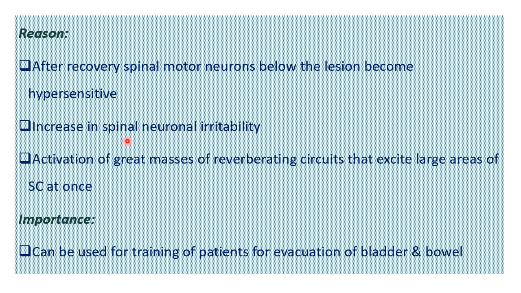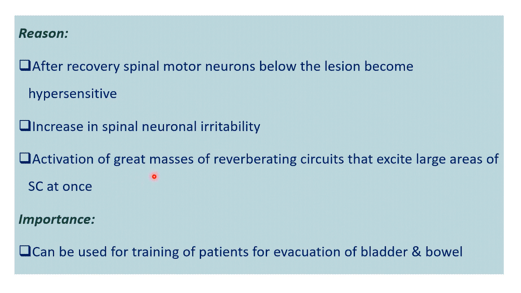Another reason is the activation of great masses of reverberating circuits that excite large areas of the spinal cord at once. Moreover, the spinal neurons are hypersensitive, and there is spinal irritability along with these reverberating circuits. Larger masses of neurons in the spinal cord are stimulated simultaneously, and this is similar to the mechanism of epileptic seizures, which also involve reverberating circuits, but occur in the brain instead of the spinal cord.